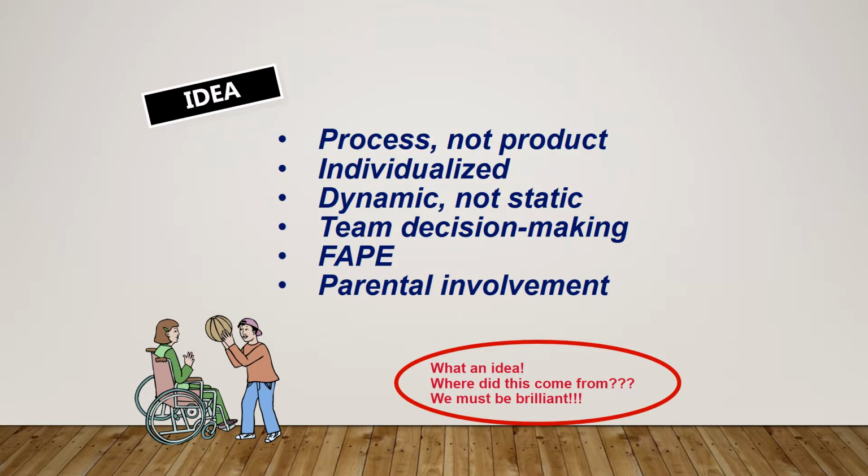It is individualized, it's dynamic and not static. It's team decision making, it's free appropriate public education, and it's parental involvement. So when we think about an IEP, we often think about this document of 10 to 15 pages long. But remember, it's a process, and that's why that meeting is so important, because it's during that process where we have the team decision making.